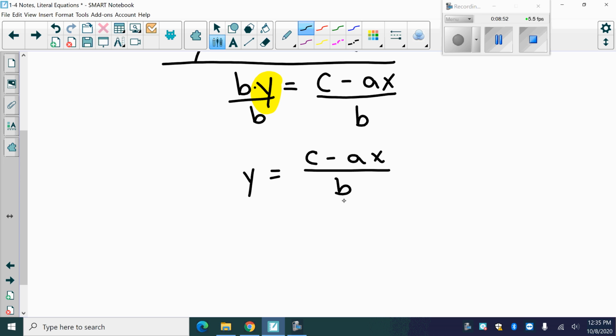Let's say you look at Math Excel at the multiple choice and you're like, none of the answers look like mine. Remember, this b can be distributed. I can have y equals c divided by b minus ax divided by b. Either one works.